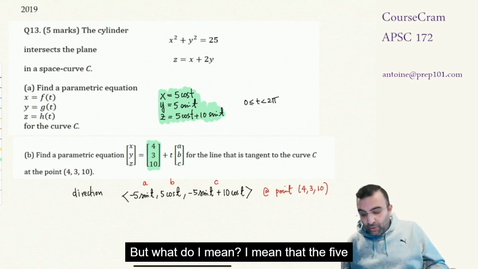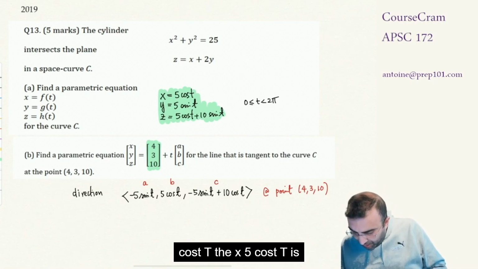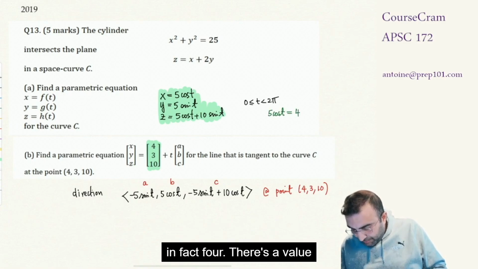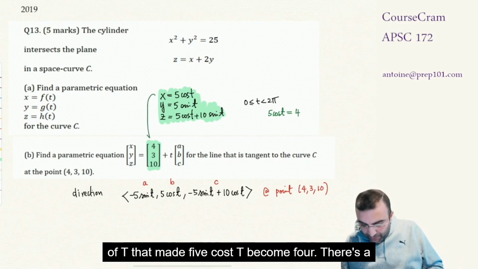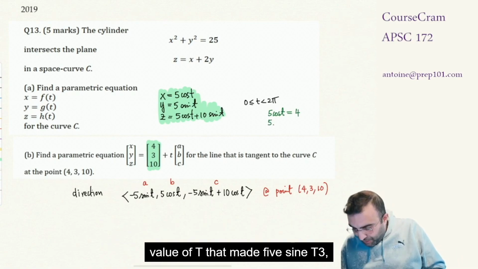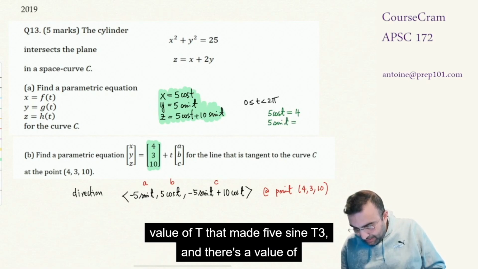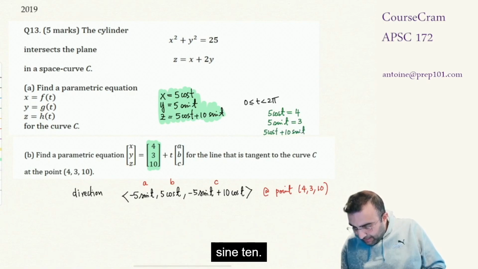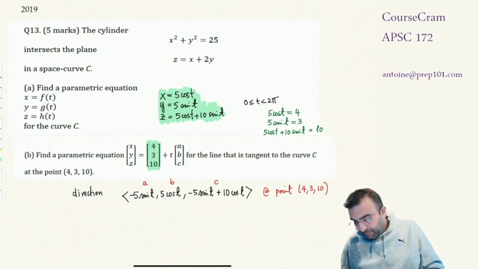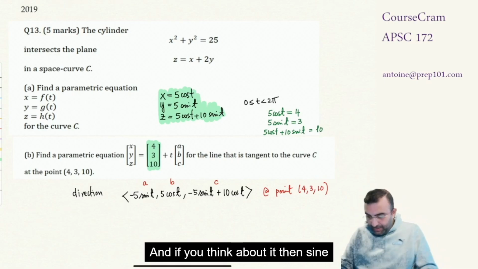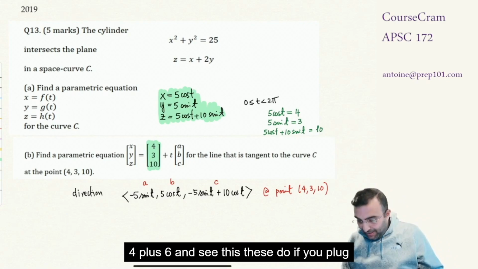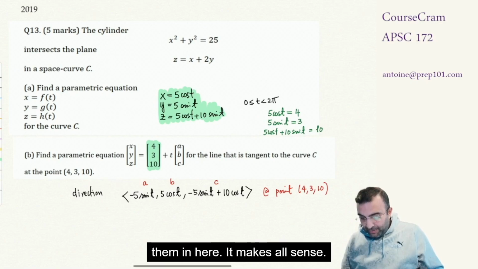But what do I mean? I mean that the x, 5 cos t, is in fact 4. There's a value of t that made 5 cos t become 4. There's a value of t that made 5 sine t 3. And there's a value of t that made 5 cos t plus 10 sine t 10. And if you think about it, 10 sine t, that's 6. 4 plus 6 is 10. See, these two, if you plug them in here, it makes all the sense.